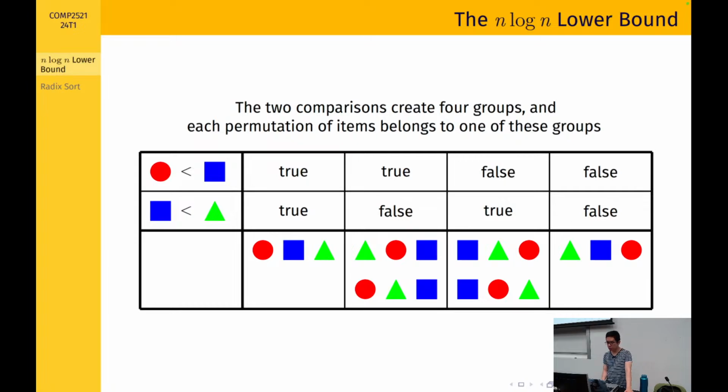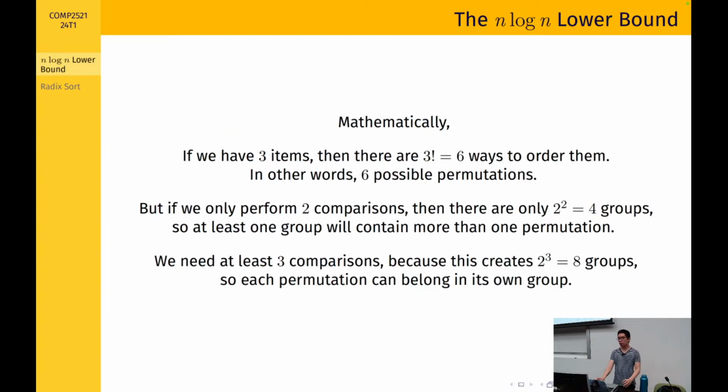All right, so that means 2 comparisons isn't enough to tell which order is correct. Right, so that means if a sorting algorithm is only allowed to perform 2 comparisons, then it's not going to be able to sort correctly in some cases. Okay, so here is the more mathematical way of looking at it.